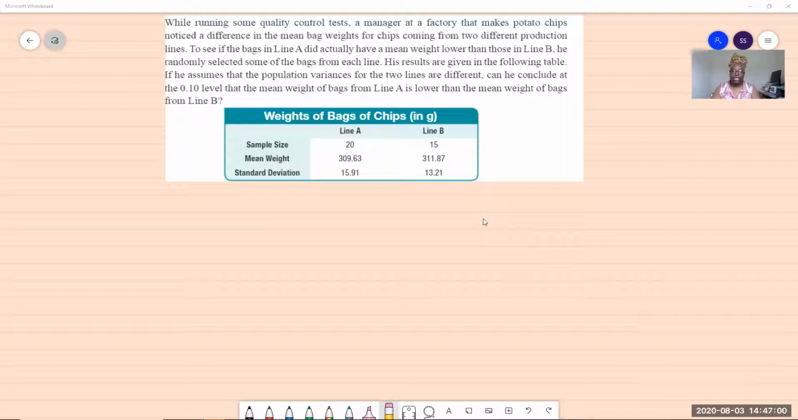So let's get it. While running some quality control tests, a manager at a factory that makes potato chips noticed a difference in the mean bag weights for chips coming from two different production lines. So this is a real life application of statistics. To see if the bags in line A did actually have a mean weight lower than those in line B, he randomly selected some bags from each line. His results are given in the following table. If he assumes that the population variances for the two lines are different, can he conclude at the 0.10 level that the mean weight of bags from line A is lower than the mean weight of bags from line B?